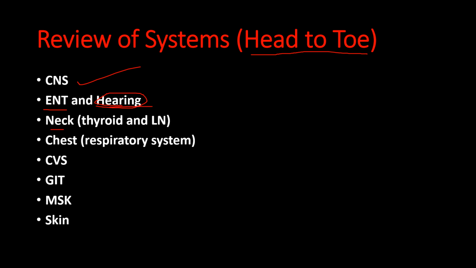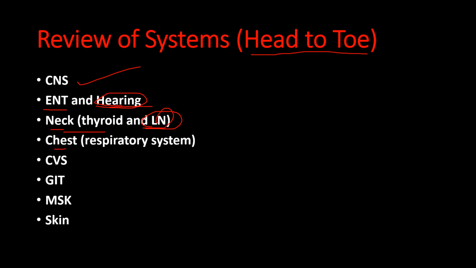And then the neck, thyroid swelling. With the thyroid swelling, you will ask about any bump or lump in the body, any swelling in any part of the body. So this would be the lymph nodes. Any swelling in front of the neck, this is the thyroid swelling. So with this swelling, you can also cover the lymph nodes.